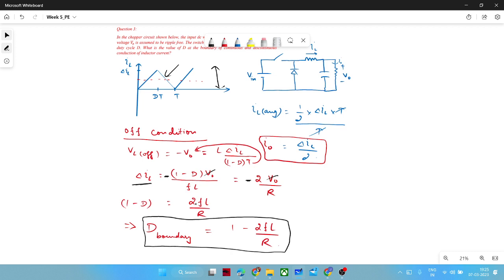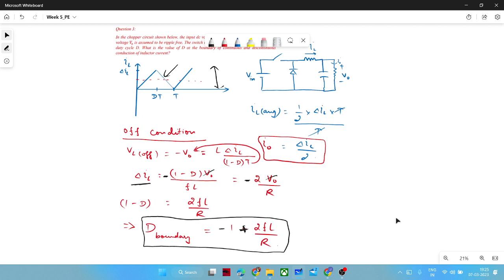Then the expression changes, and the boundary condition is going to be 1 plus minus 1. If you compute from this expression, you will get a negative duty ratio. So you don't have to consider the negative sign. It is considered as a negative slope. From the graph you can physically visualize it, right? This will be del IL. Either you write negative or positive, what is making more sense?